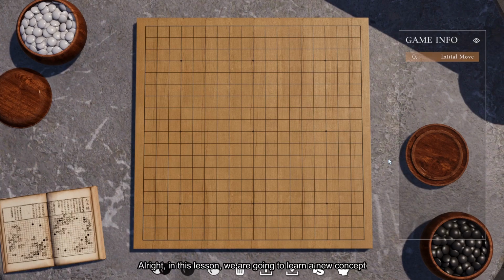Alright, in this lesson, we are going to learn a new concept. When taking away liberties, we must learn to take the liberties of the keystone. So, how should we understand this? Let's look at a problem.